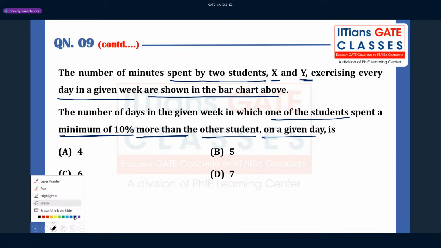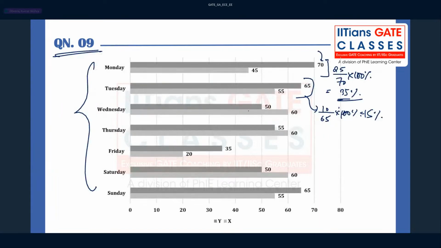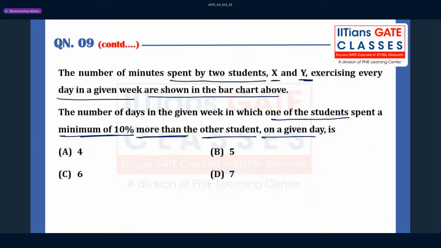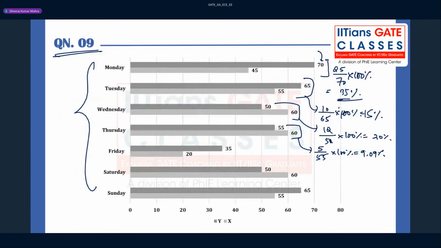Fine. Then what we can do here is, for this also you can compare 10 by 50 into 100%, right? So it will give you, 0 gone, so it is nothing but 20%. Fine. In this case also you see this is nothing but 5 by 55 into 100%, which is 1 by 11, which is 9.09%, right? So certainly this D will be eliminated then, because this is less than 10%.